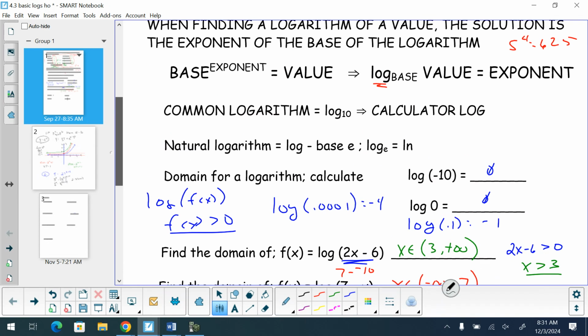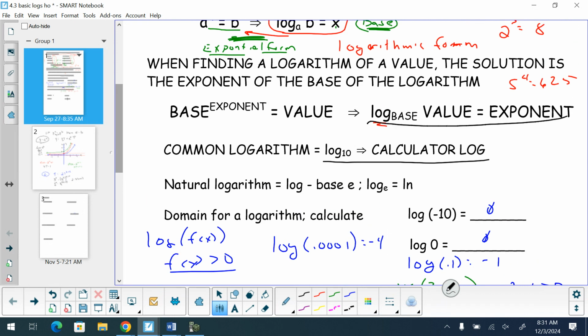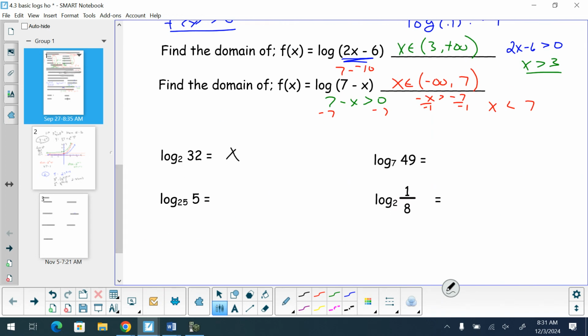Once again, this is logarithmic here. I want to take it and put it back into an exponential form. I have a base, I have an exponent, I have a value. When I take a log, I'm taking a log of a value, my solution is an exponent. So if I take the log, my solution is going to be an exponent. So if I rewrite this exponentially, what would this be?